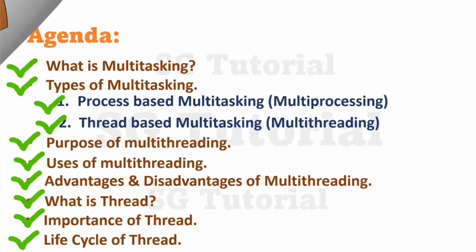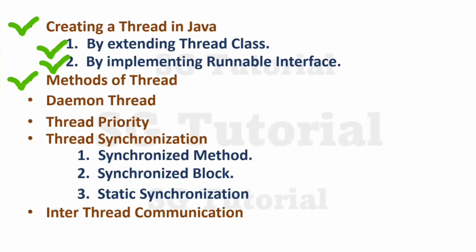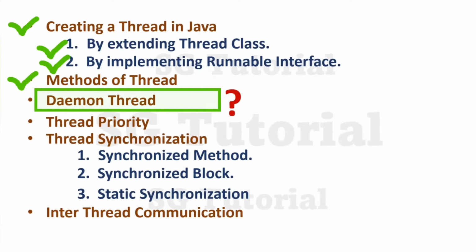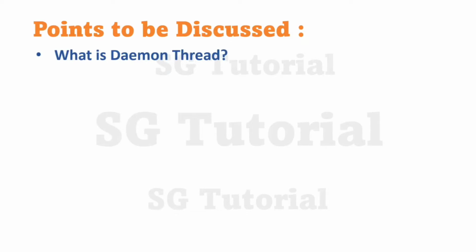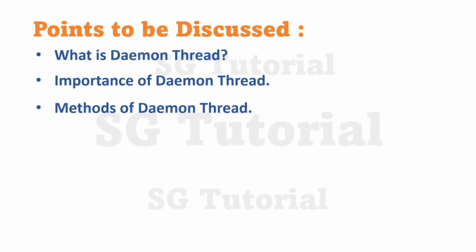So up to this I have covered all these topics in multi-threading, and in this session we are going to discuss daemon thread. What is daemon thread? Why daemon threads are important? How to create it? What are the methods of daemon thread? Additionally, I will explain when to use daemon thread and when to avoid daemon thread in programming.